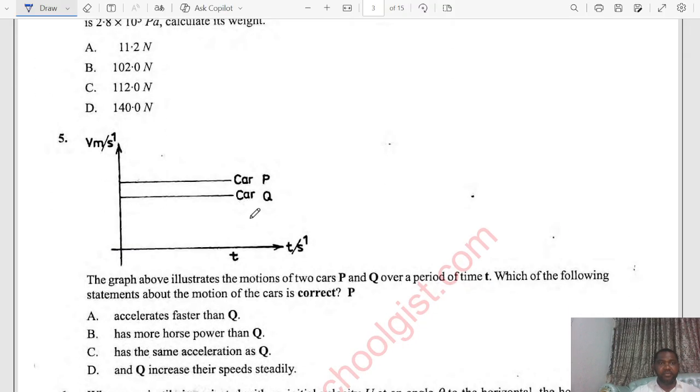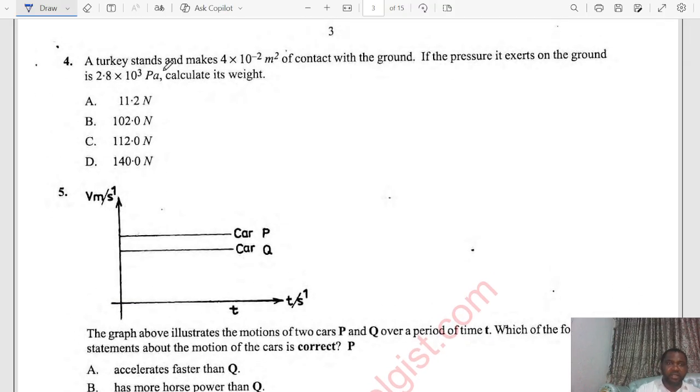Quite easy, right? Now the next one says a turkey stands and makes 4 times 10 raised to the power minus 2 meters squared of contact with the ground. If the pressure it exerts on the ground is 2.8 times 10 raised to the power 8 Pascal, calculate its weight.